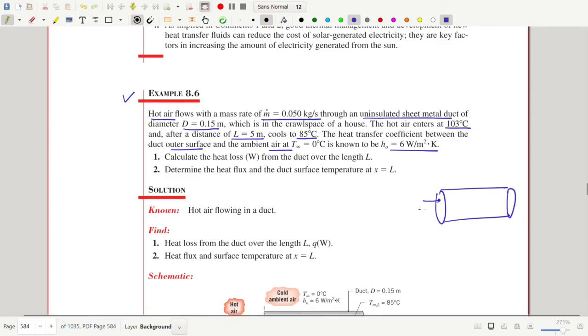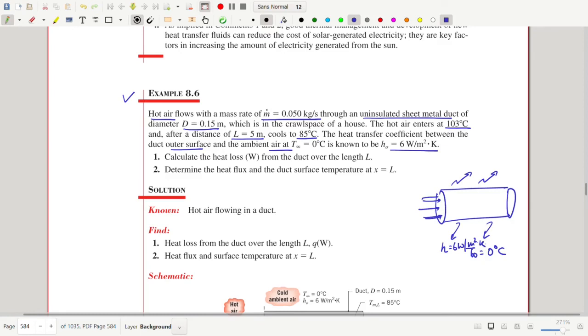Hot air is flowing from the inside, but as the hot air flows, its temperature changes. The only way the temperature can change is if the energy is convecting out from the surface of the duct. T infinity is given as 0 degree centigrade, so it's extremely cold outside, and the corresponding heat transfer coefficient is given as 6 watts per meter square Kelvin. That's again on the outside surface of the duct.